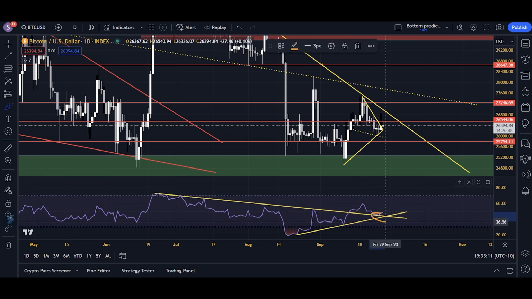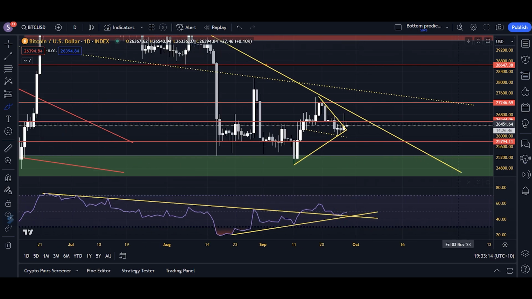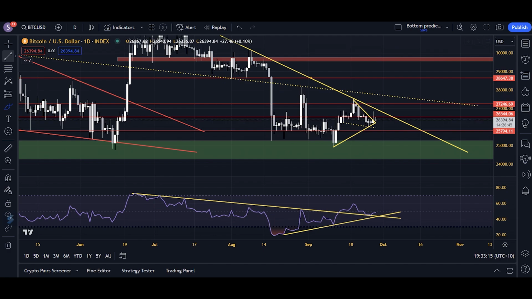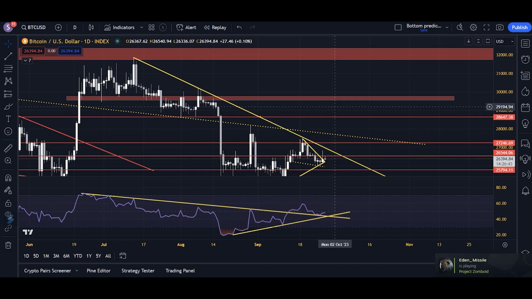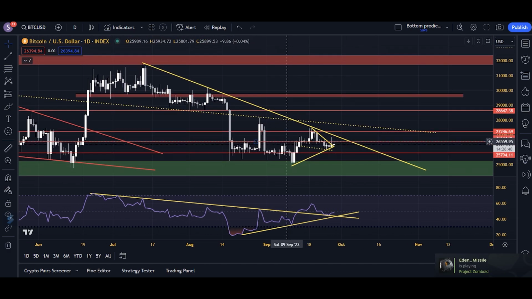We did bounce off RSI support. The daily chart's a mess. Short term's a mess right now. I don't want to spend too much time on it because it really is just scam price action. Just up, down, up, down, up, down. It's been like that for a long period of time, so it's very, very messy right now. But my opinions on the daily chart have been made very clear.